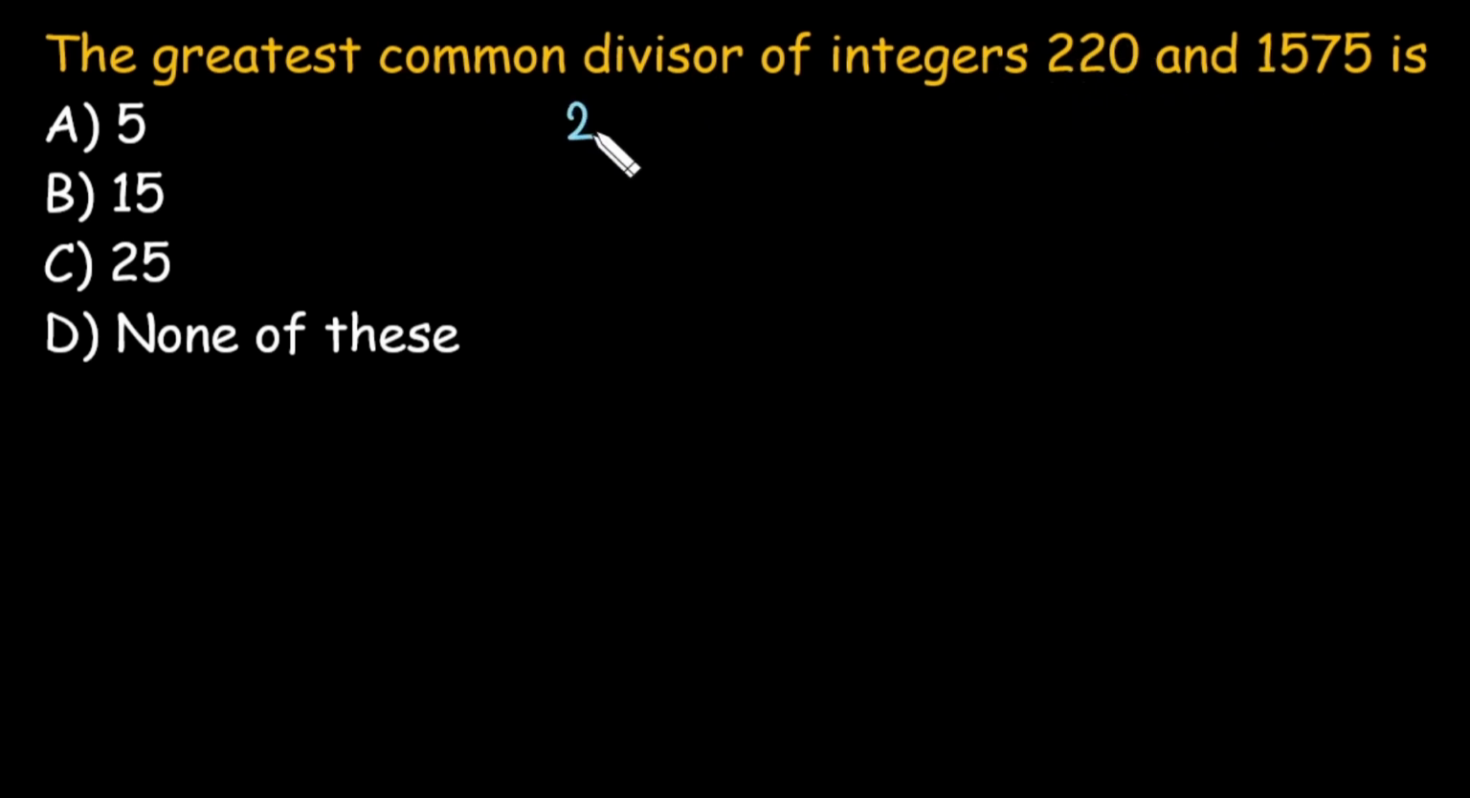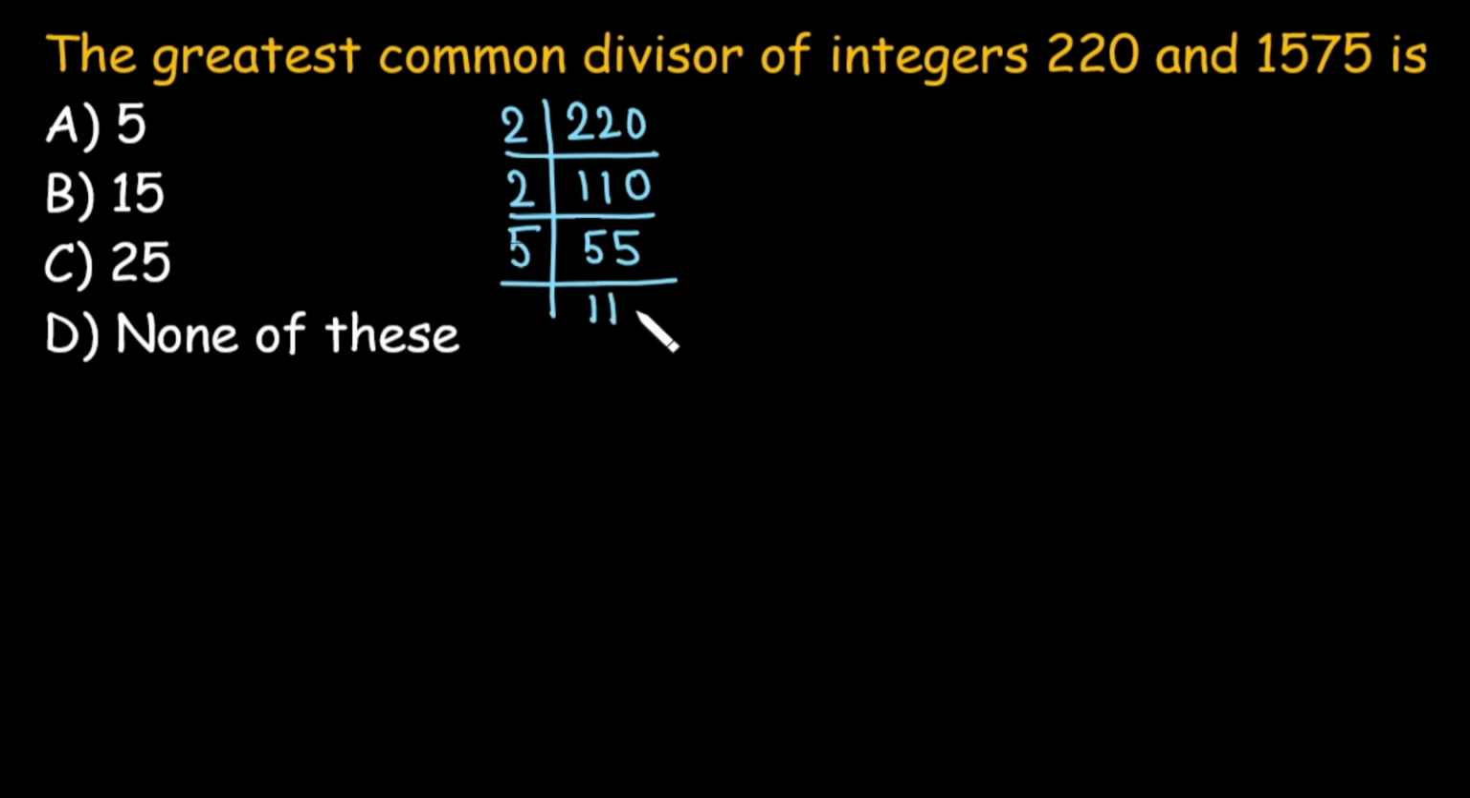Let's take the first number, 220. It is divisible by 2. In that case, we get 110. Then again it is divisible by 2. In that case, we get 55. Now, divisible by 5. In that case, we have 11. As it is a prime, we will keep it as it is.